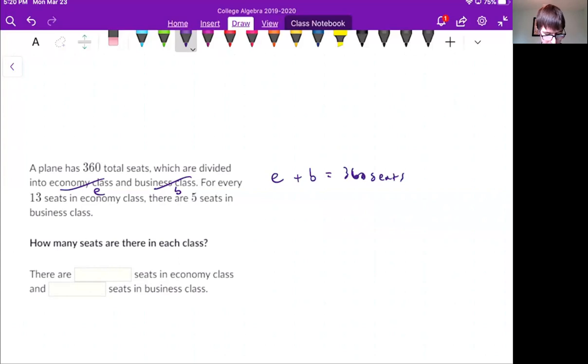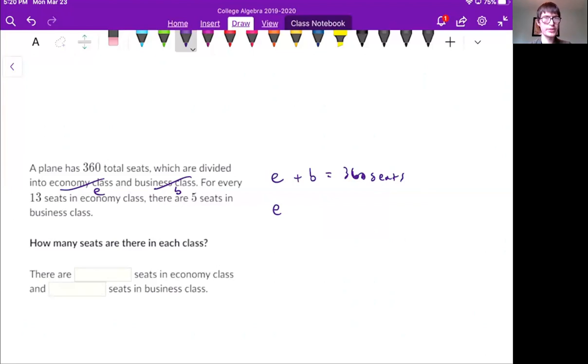Okay, cool. Now it says for every 13 seats in economy class, there are 5 seats in business class. Interesting. So what does that mean? If there are 13 seats in economy class, then there's going to be 5 seats in business class. Or for every 13, there are 5. So if there are 13 seats in economy class, there has to be exactly 5 seats in business class.